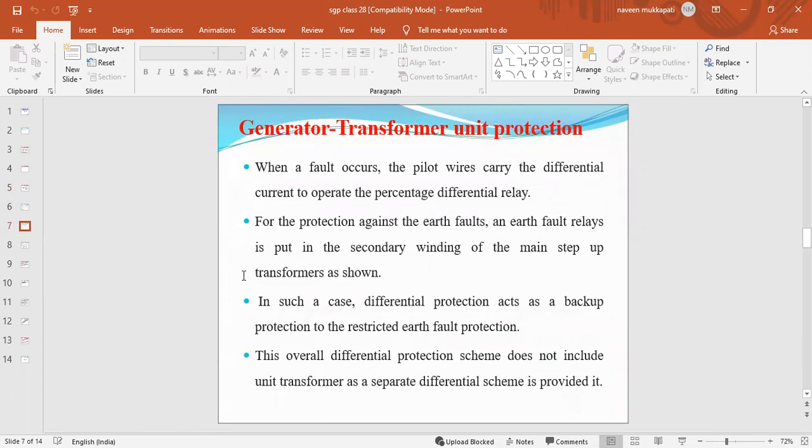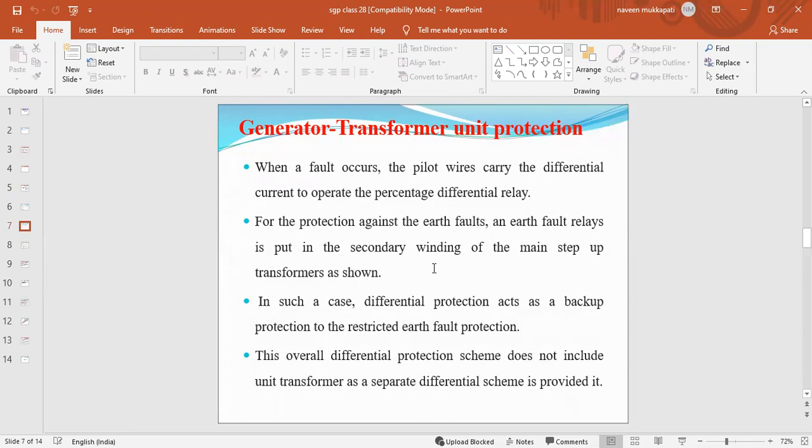For the protection against the earth faults, an earth fault relay is put in the secondary winding of the main step up transformer. That earth fault relay is connected to the secondary winding of that main step up transformer.